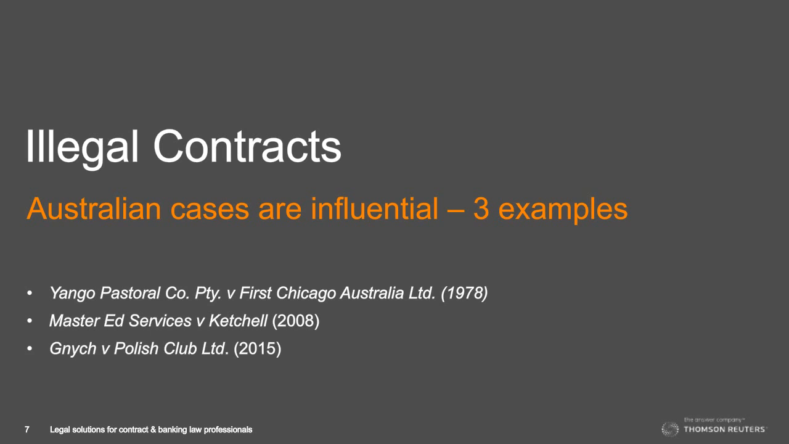But the tendency here is to adopt a much more nuanced approach, which John will pick up on in relation to the Quinn case. The first is an old case now. It's Yango Pastoral against First Chicago. And this was a case in which a bank gave a mortgage. The bank gave the mortgage to the borrower. The bank was an unlicensed body, needed to have a license.